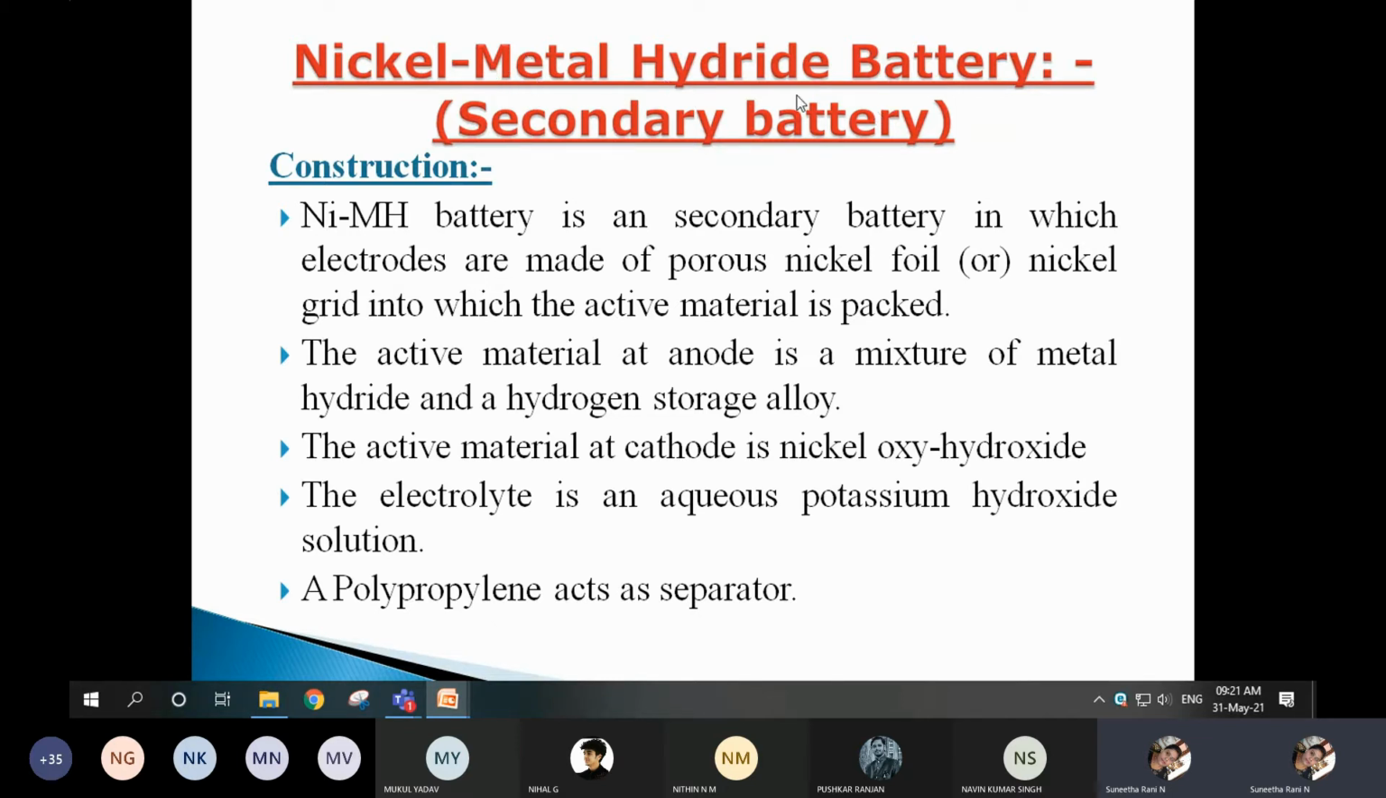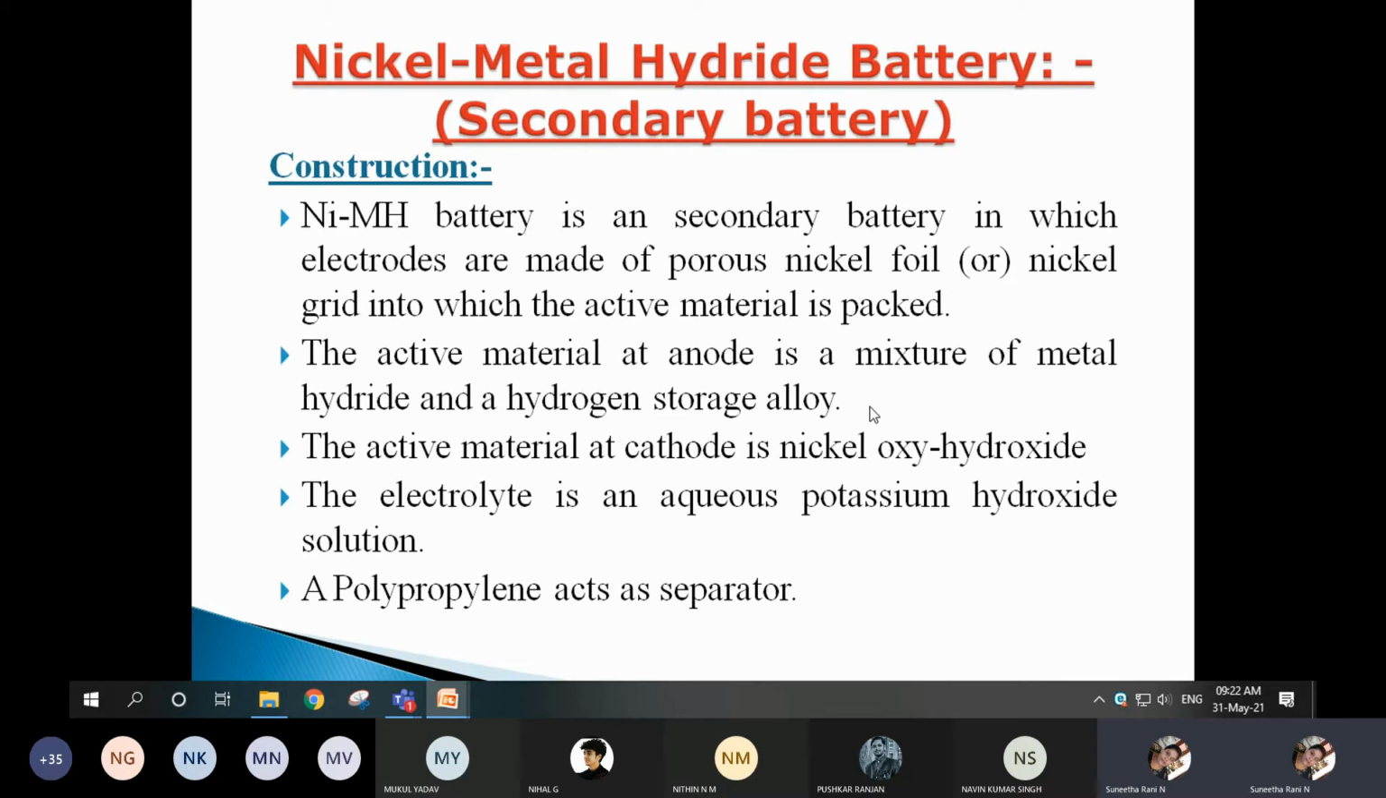There are two metals in this battery. One metal is nickel and the other is metal hydride. This type of battery comes under secondary batteries. What are secondary batteries? Secondary batteries are rechargeable batteries.